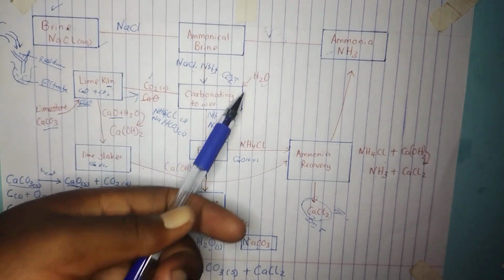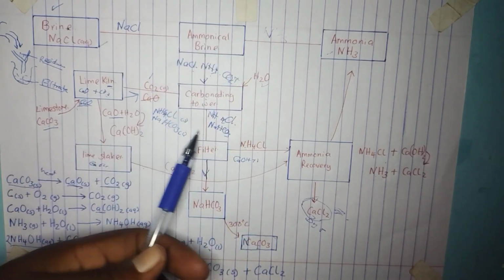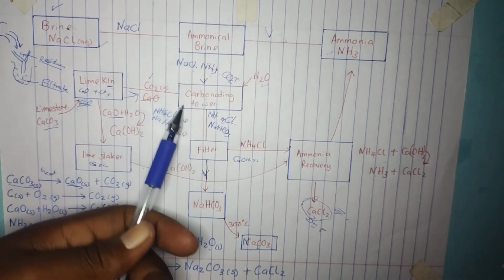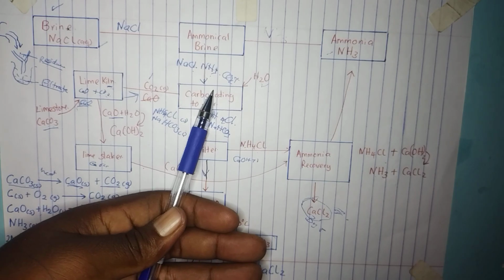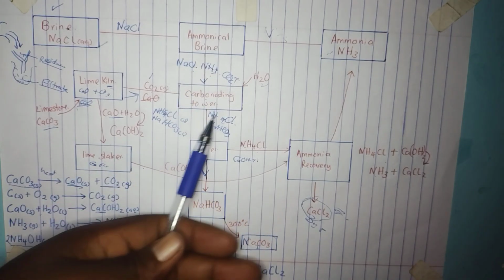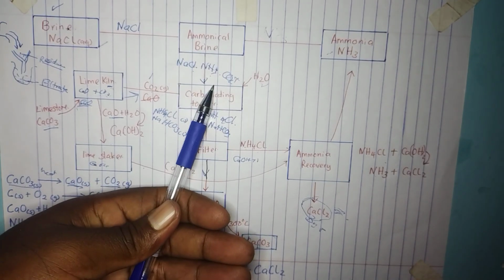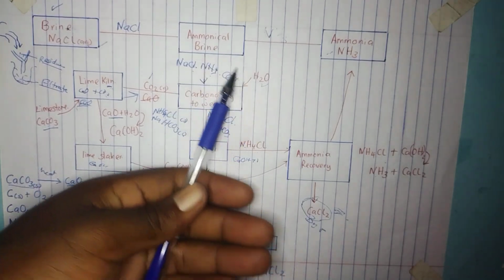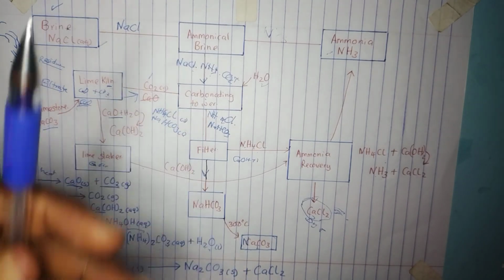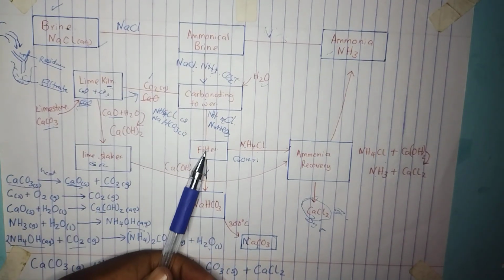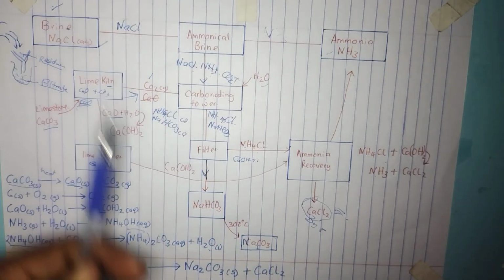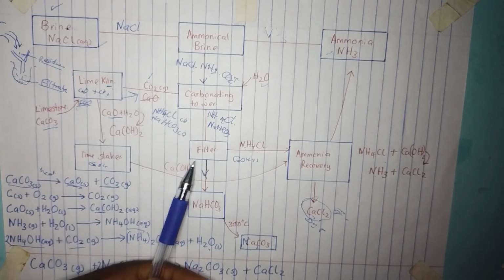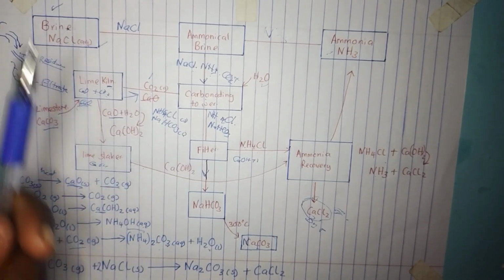So this chamber is where the engine of the reaction is, where the reaction takes place. This carbonating tower, or we can say carbonating chamber, is where the general reaction takes place. Then after that, you must remember it is always filtration, because one is a solid and the other one is a liquid.